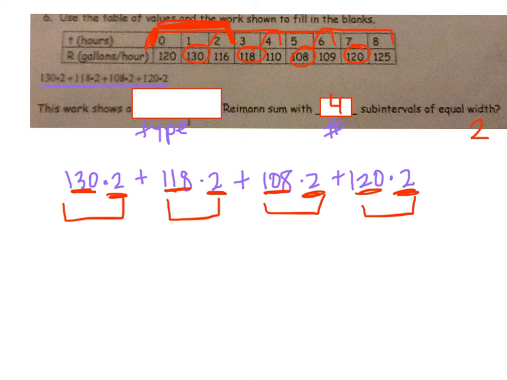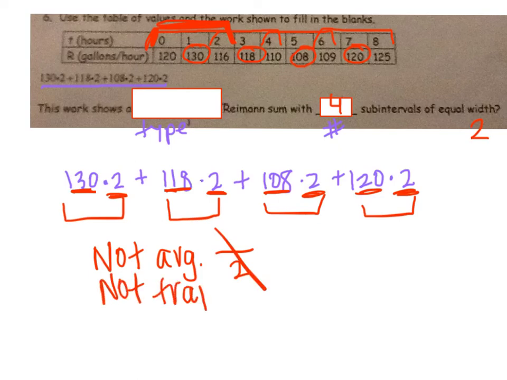Would you say 130 is the left, the midpoint, the right, or am I averaging? You know, here's the deal, I'm not averaging. How do I know I'm not averaging? There's no divide by 2, which is what you have to do with the averaging. So this is definitely not trapezoidal. So it has to be left, right, or midpoint. 130 is obviously not the left. That would be 120. 116 would be the right. 130 is the midpoint. Let's just kind of look to make sure the other ones follow suit.